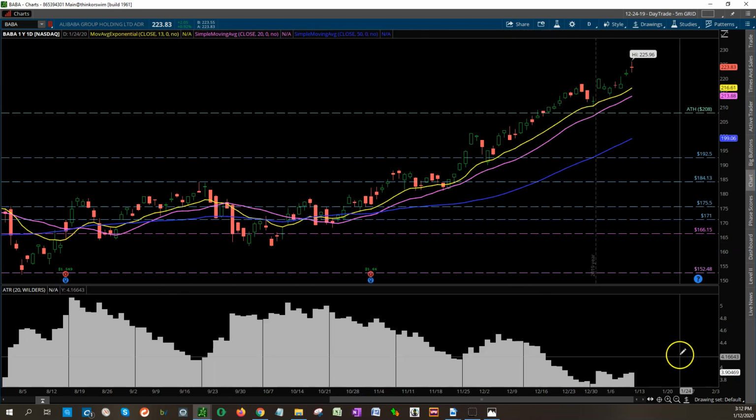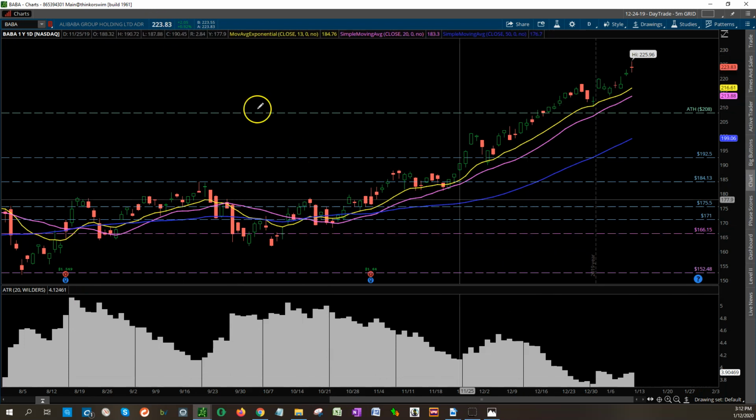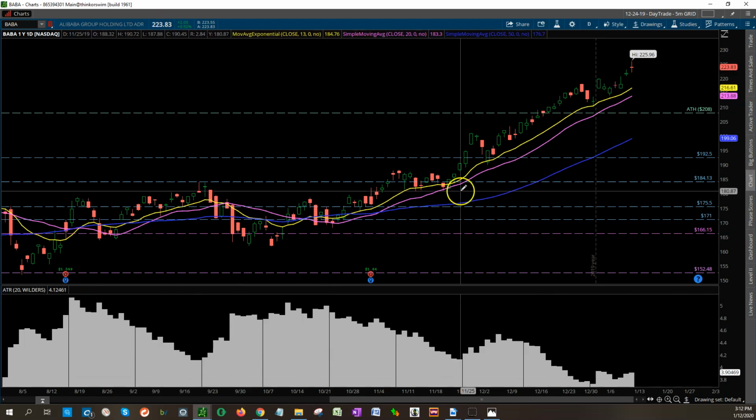So anyways, generally with ATR, what we're looking at right now is based on January 12th, 2020, BABA is trading at 223.83.